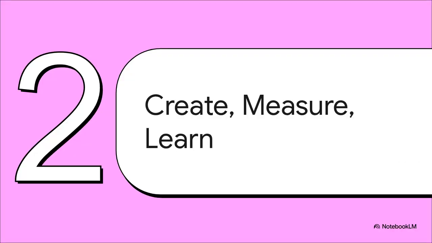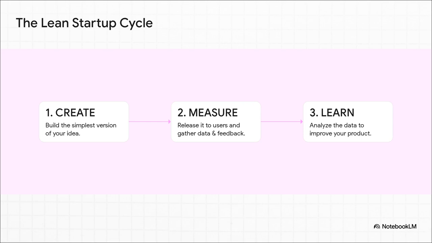Okay, so that's the theory. But how does this all work in practice? Well, it's all powered by a really simple but incredibly effective feedback loop. This is basically the engine of the MVP, an idea pioneered by Eric Ries in his book, The Lean Startup. It's like a three-step dance. First, you create the simplest version you can. Then you measure how real people actually use it. And finally, you learn from that data to figure out what to build or what to change next.